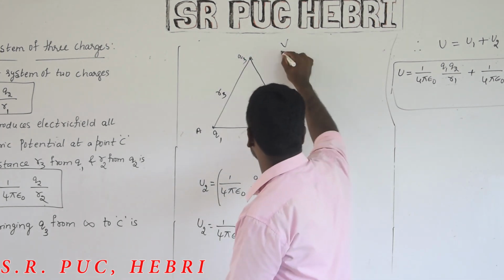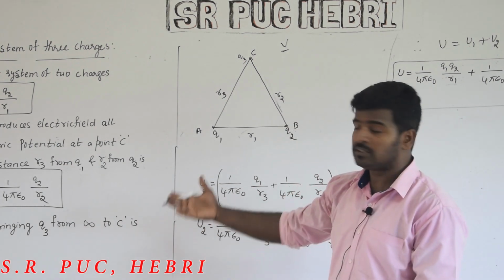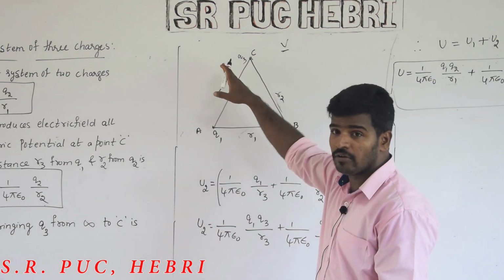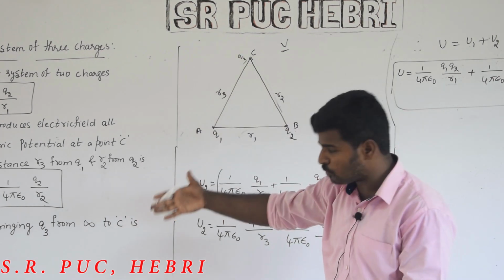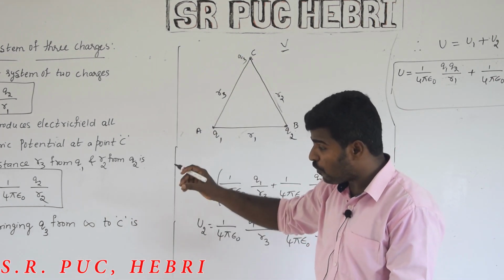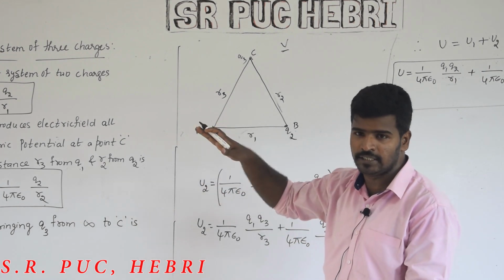Sorry, it has the potential V. Now we are placing the charge Q3. What happens? The point charge Q3 gains a potential energy because of the potential. I repeat: before introducing the charge Q3 at the point C, the point C has the potential.